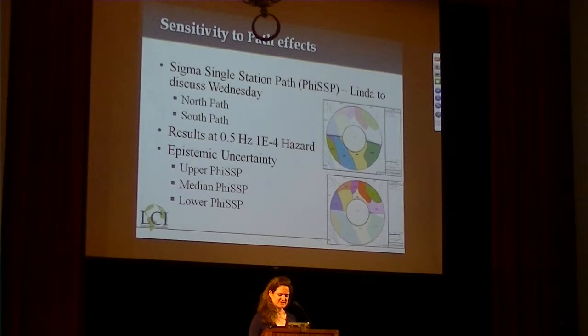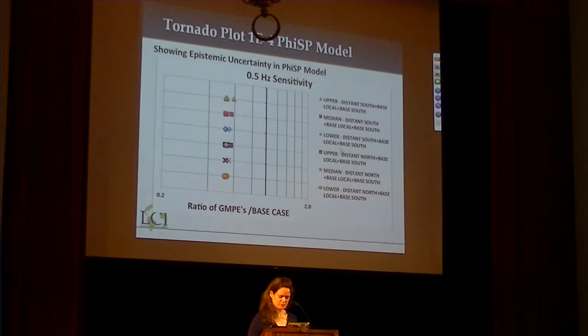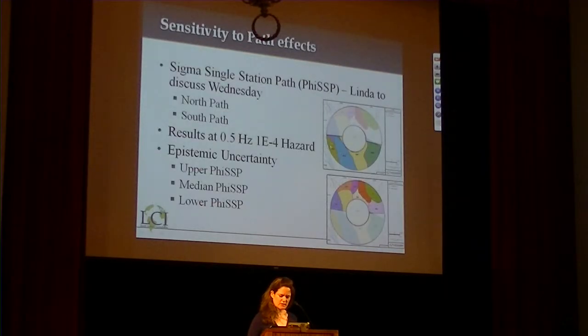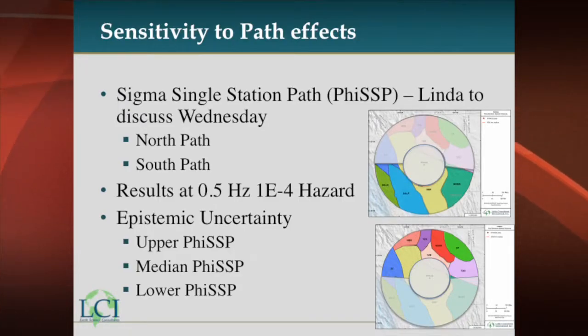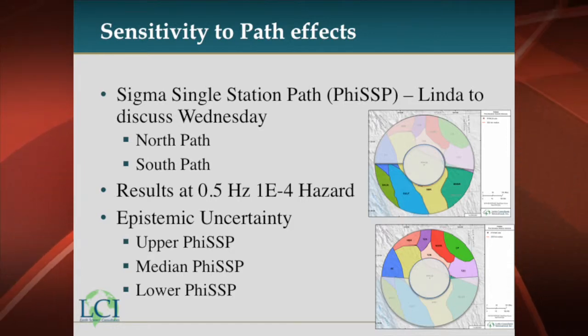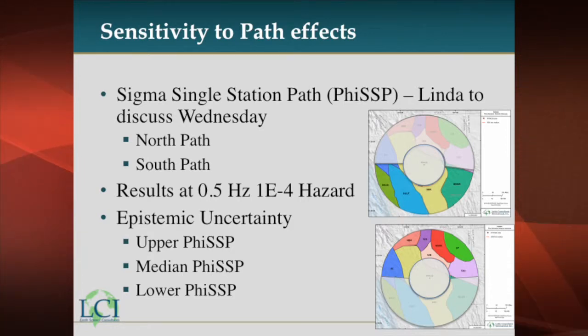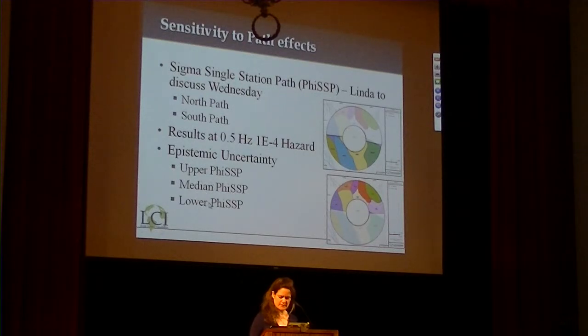Okay, this is sensitivity to path effects. So we're looking at single station path, and I looked at it in the north, looking at the sensitivity to the northern sources and the sensitivity to the southern sources. For Palo Verde, the main fault contributors are in the south. Then there's less faults up in the north. I'll be showing half a hertz and 10 to the minus 4. And also, similar to before, I'll have an upper VSSP model, a median, and a lower one.